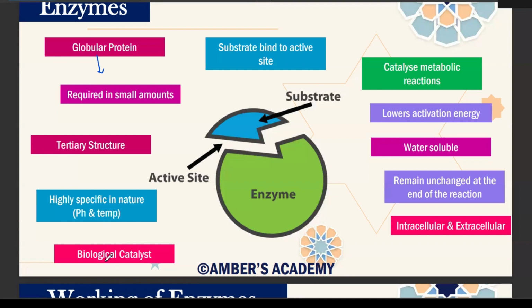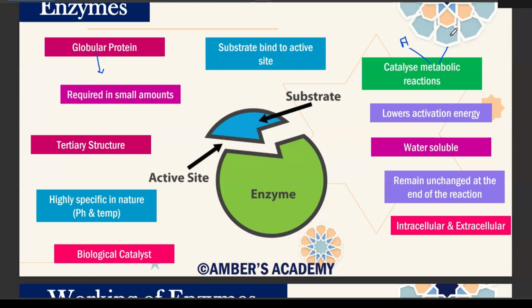Then this is a biological catalyst which speeds up the rate of reaction. And we have a substrate, we have an active site. So basically enzyme has a particular active site to which the complementary shape of substrate binds in order to form enzyme substrate complex, and then we can get our desired products. So it can catalyze metabolic reactions. Metabolic reactions are two in number: anabolic and catabolic.